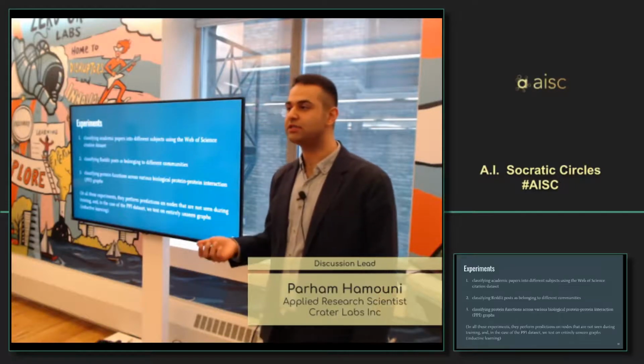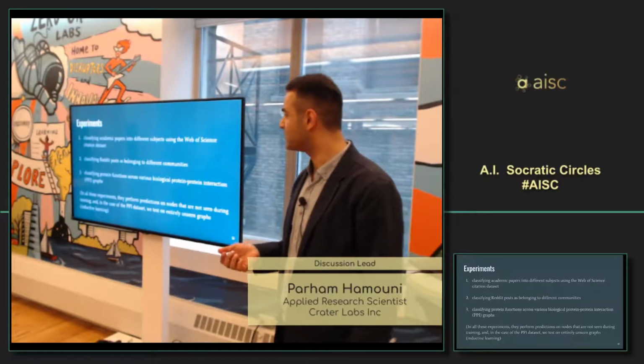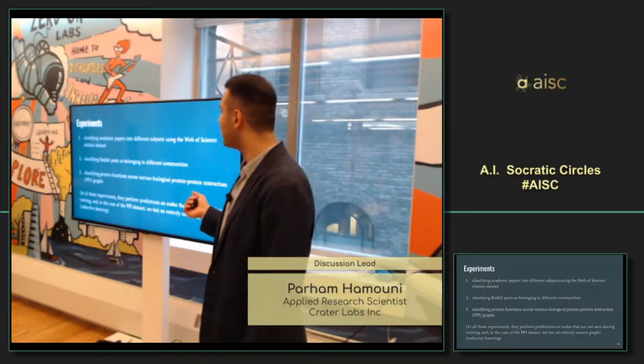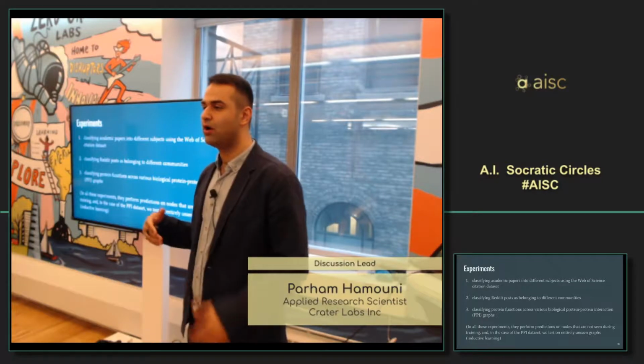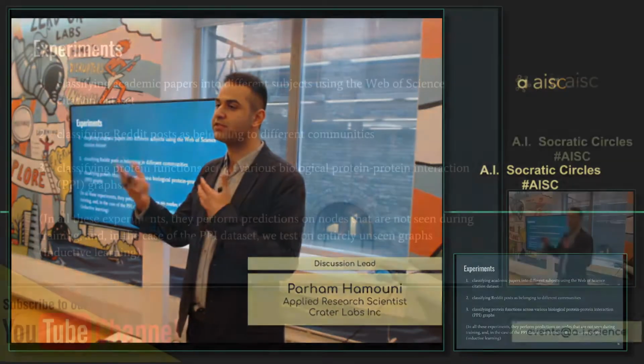So they try to use this algorithm for 3 experiments. One of them is classifying academic papers into different subjects using the Web of Science citation dataset. What is that? It is that we have this network of people.